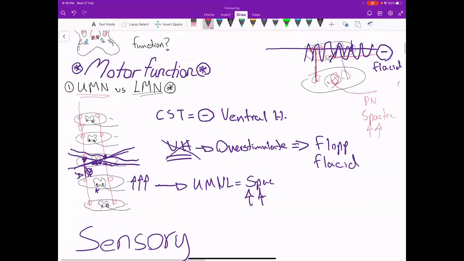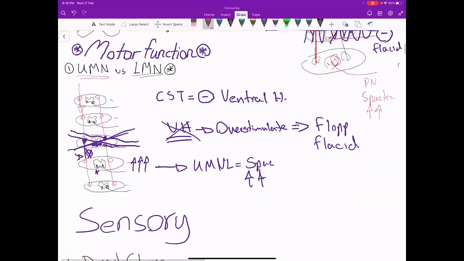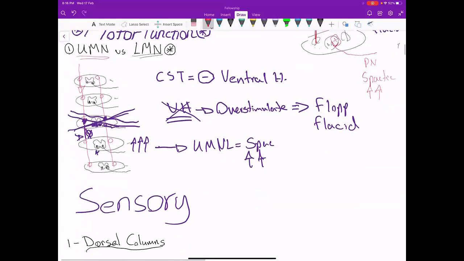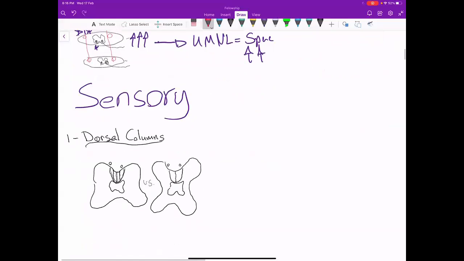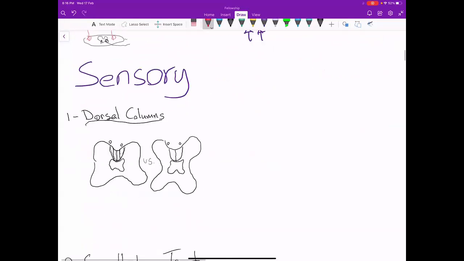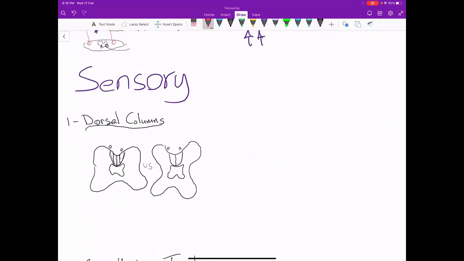So this is the concept of the motor aspect for neurology. And we're going to discuss the brainstem when we get to it. Okay. Now, sensory. Sensory, we have a couple of things. One, we have the dorsal columns, which you could see. You have two vertebrae here, 1 and 2. And can anyone tell me what the difference between these two? I know my drawing is horrible, but can you tell the difference between the two?